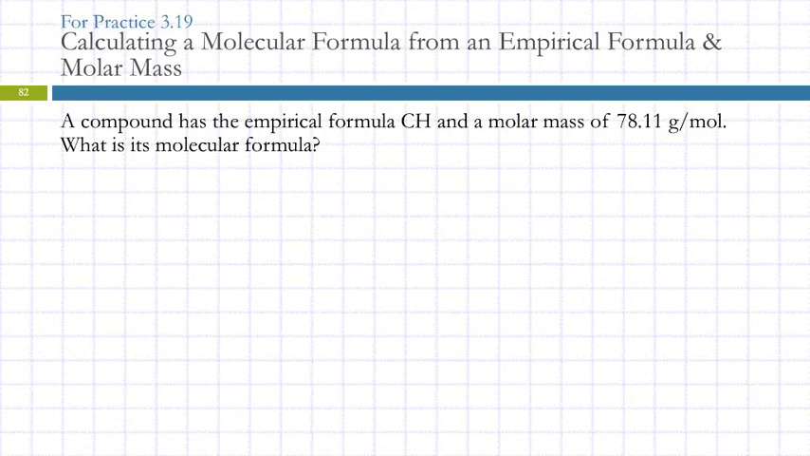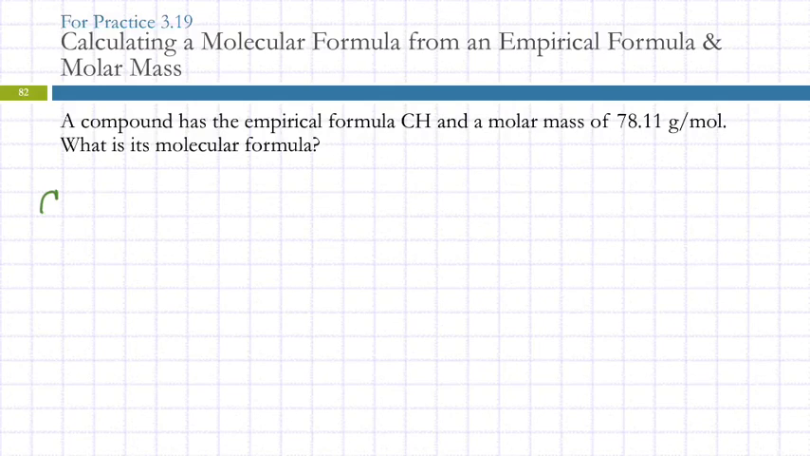A compound has the empirical formula CH. So, a 1-to-1 ratio of carbon to hydrogen. The molar mass is 78.11 grams per mole. What's the molecular formula? Well, if we just think about this, CH, carbon is about 12, hydrogen's about 1, so the mass of that would be 13, right? That can't possibly be the actual formula, because the actual formula has a mass of 78.11. So what we're going to do is calculate the formula mass.